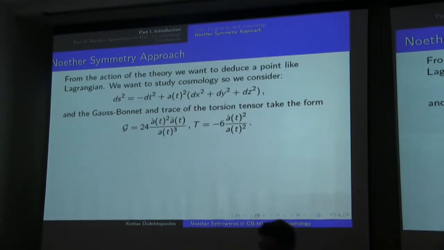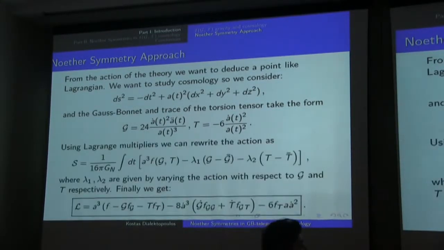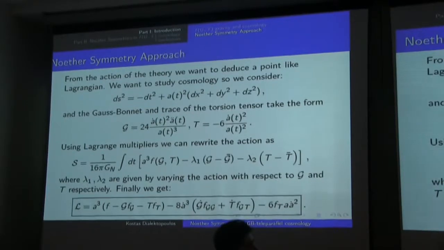And what we need for the Noether symmetry approach is to construct a point-like canonical Lagrangian from the action. And how we do it is using Lagrange multipliers. Lambda 1 and lambda 2 here are the Lagrange multipliers. G bar and T bar are these two forms, and G and T are arbitrary. So lambda 1 and lambda 2 can be calculated by varying this action with respect to G and T respectively. If we do it, and if we also exclude the total derivative coming from this a double dot, in the end what we get is this point-like canonical Lagrangian, which in fact has a configuration space of a, G, and T.